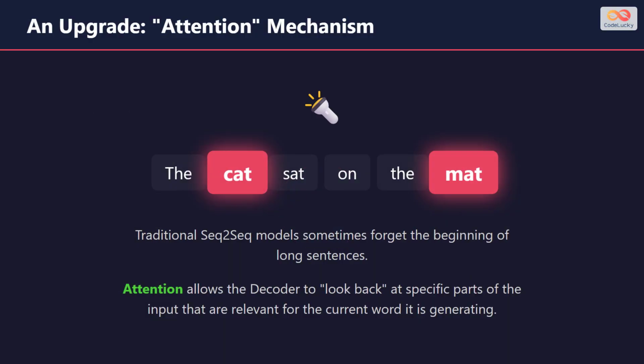Modern models add a powerful feature called attention. In the original design, the model had to remember everything in one go. With attention, the decoder can look back at specific words in the input that are most relevant to the word it is currently generating, much like how a spotlight focuses on what matters.